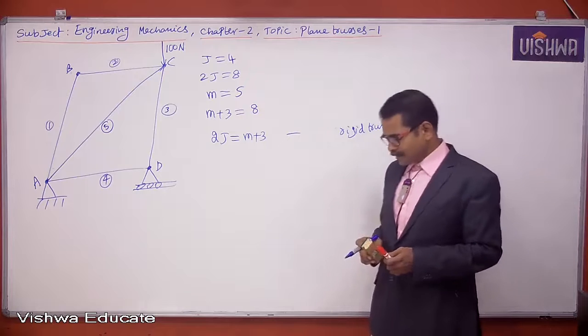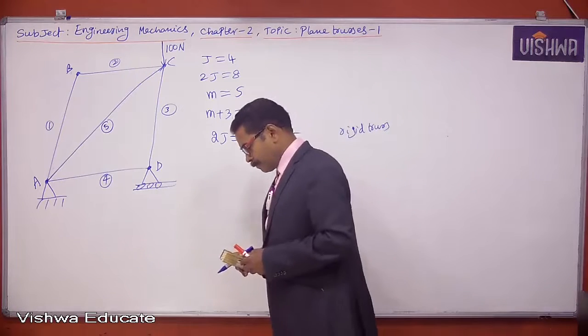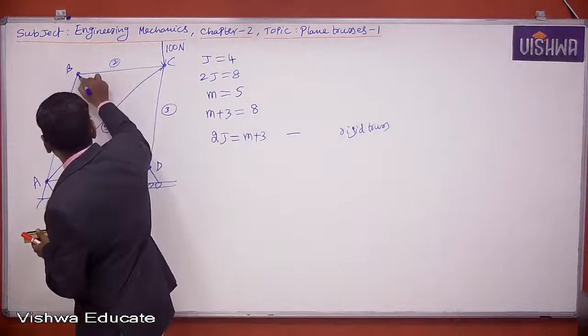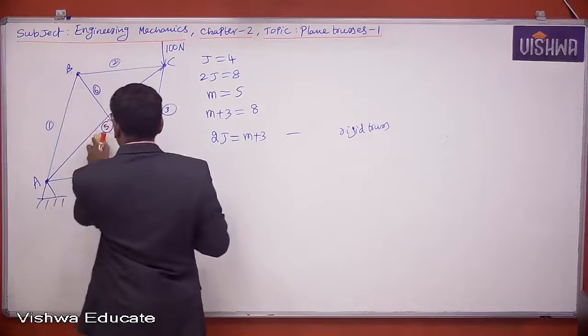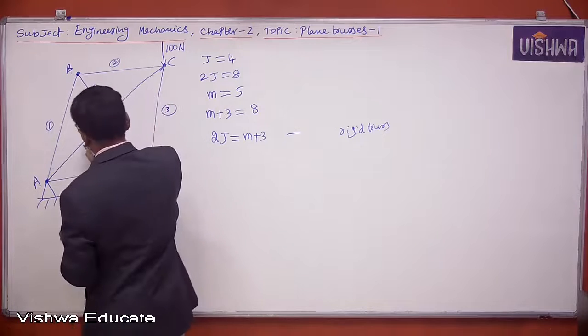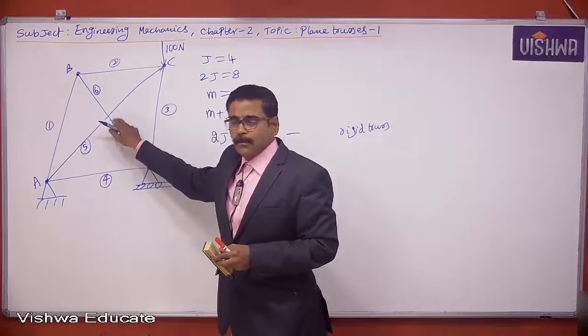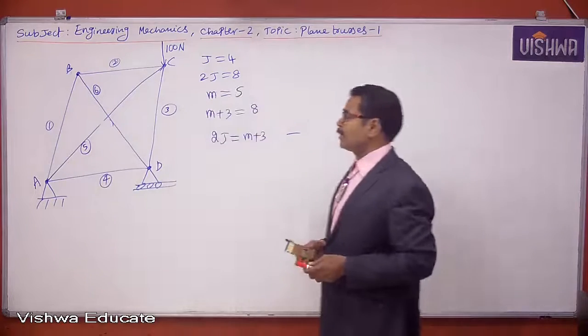Another example. Okay, so I may add one more member here. I call this member X. So this is member 5. Here there is no joint. One member is like this, and over this another member will be there.